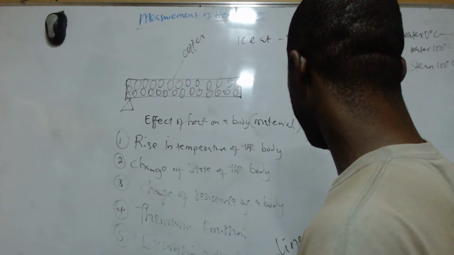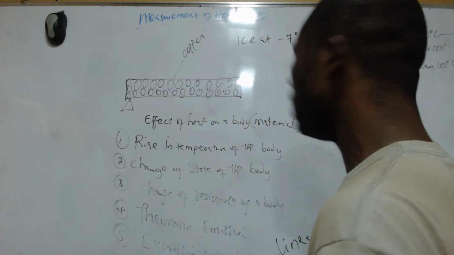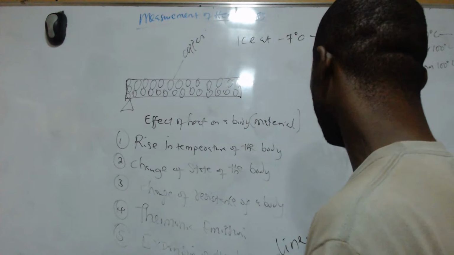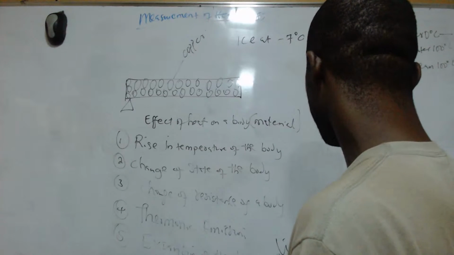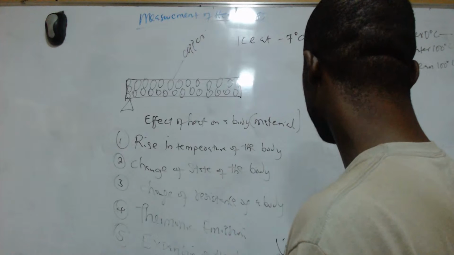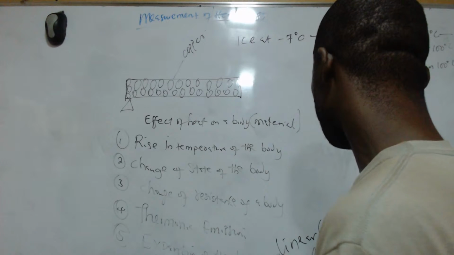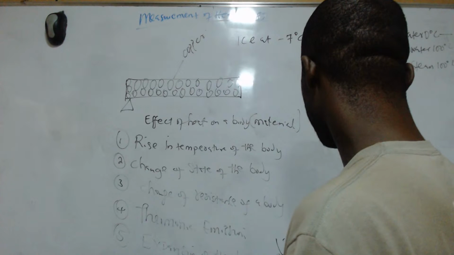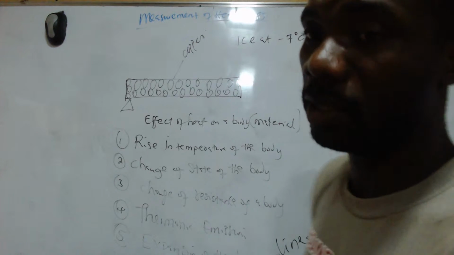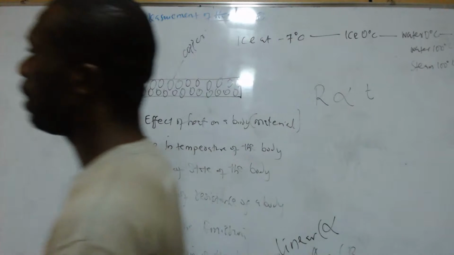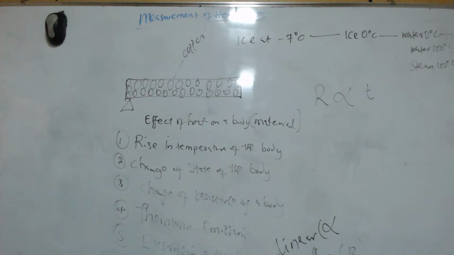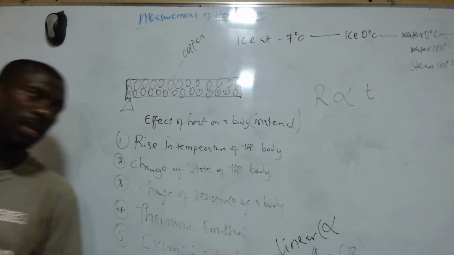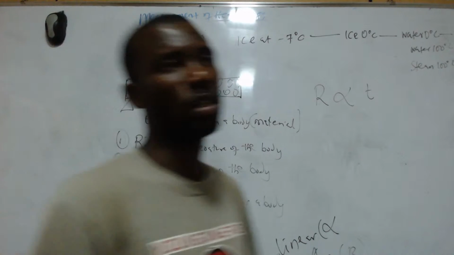That is what we call linear expansivity. It could expand in area. That is what we call beta or superficial expansivity. It could expand in volume. That is what we call gamma or cubic expansivity. So the expansion of a body or a material here will depend on the quantity of heat that is being applied.